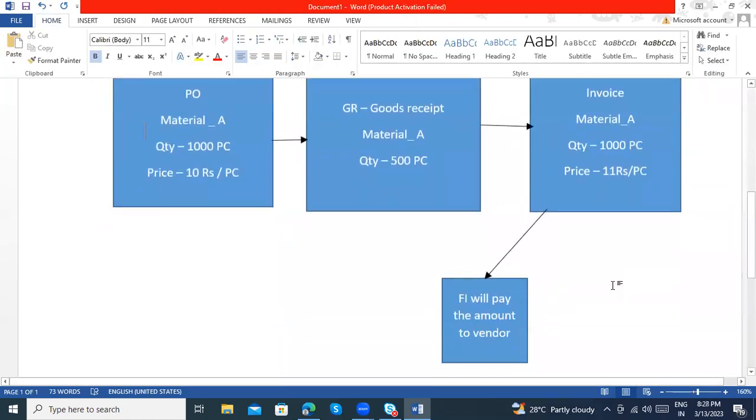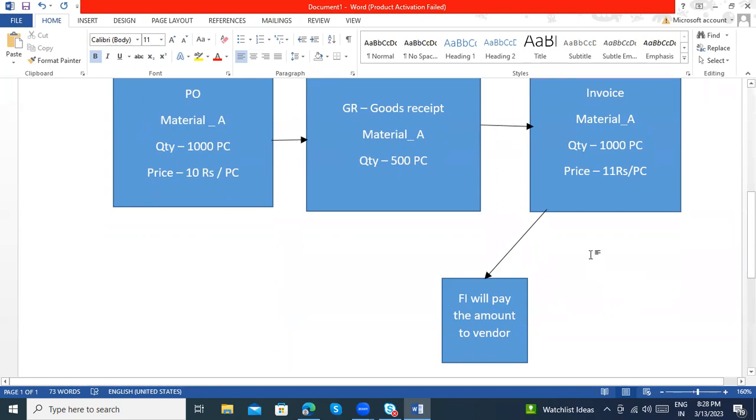I have a question here. Yeah, please. Suppose in SAP, do we have this functionality for rejecting the invoice that we are getting from our vendor? Yeah, obviously. We can reject.